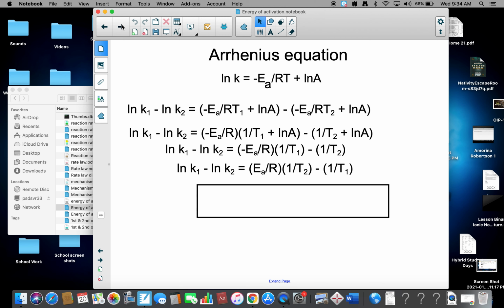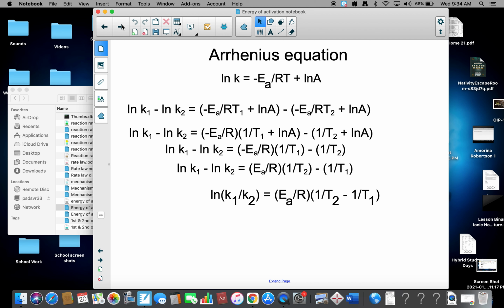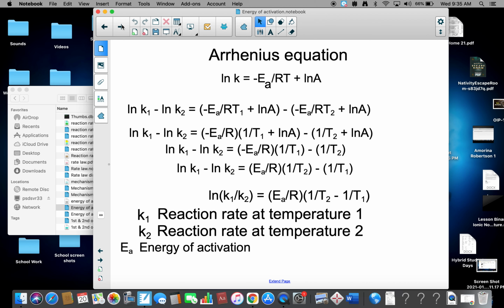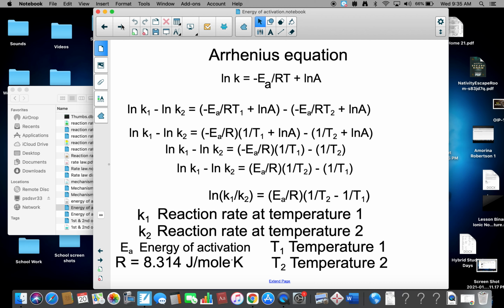When he did, he had to flip the temperatures around. And so we get a final Arrhenius equation of the natural log of k sub 1 over k sub 2 is equal to the E sub A, energy of activation, over our constant, all multiplied by 1 over the temperature 2 minus 1 over temperature 1. So again, k sub 1 is the reaction rate at temperature 1. k sub 2 is the reaction rate at temperature 2. E sub A is the energy of activation. Our constant is 8.31 joules per mole Kelvin. T1 is temperature 1, and T2 is temperature 2.